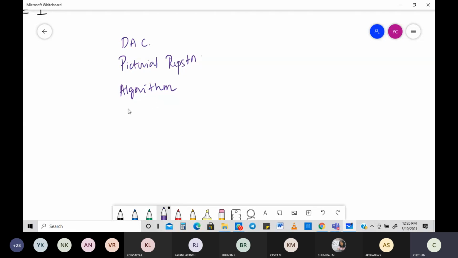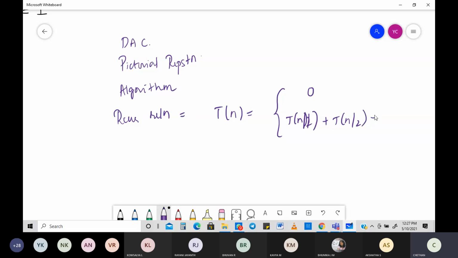Then you took one example, the sum of n numbers. Then you found out the recurrence relation of it. What was the recurrence relation? T(n) is equal to 0 for the base case, and otherwise T(n) equals T(n/2) plus T(n/2) again plus 1. That was your recurrence relation.